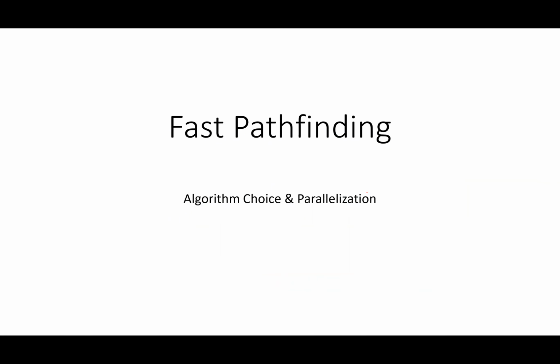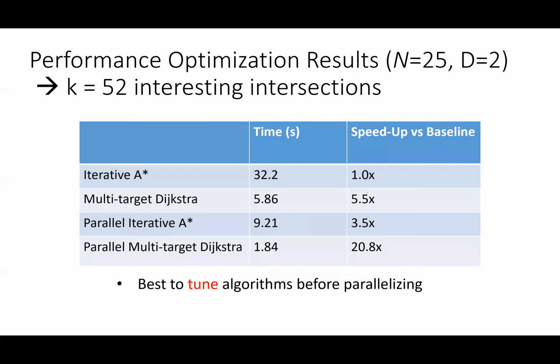Okay, let's talk now about milestone 4 and fast pathfinding. So I'm taking the results from the Toronto Easy test case. Toronto Easy test case has 25 pickups and drop-offs, so 25 deliveries, and 2 depots. That means there are 52 interesting intersections, right? 2 times 25 plus 2. So my K is 52.